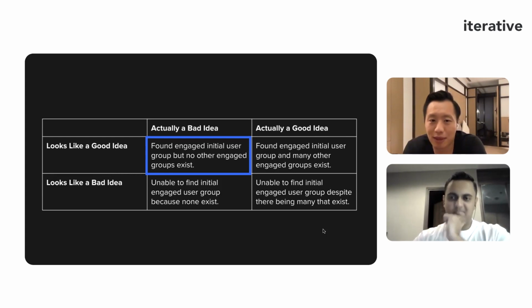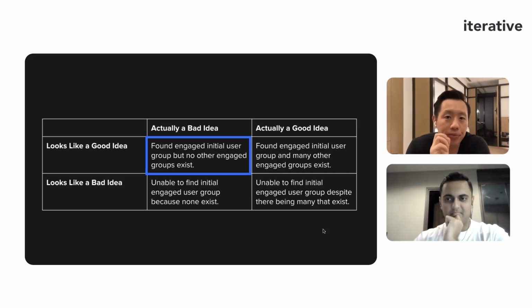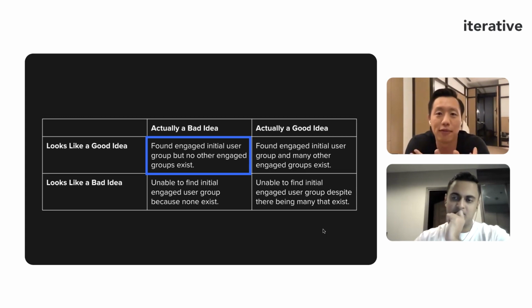I'm going to just start at the top left quadrant. If something looks like a good idea, but is actually a bad idea, what it looks like when you're validating is that it actually looks quite promising. It looks promising because you found an engaged initial user group who really wants what you're doing. And so you start working on the idea. Now, it turns out to be a bad idea because that was the only group that cared about it. For something to be actually a good idea, it needs to be big enough to sustain a venture-backed startup, at least in our parlance. There's lots of stuff that makes sense in a more traditional sense.